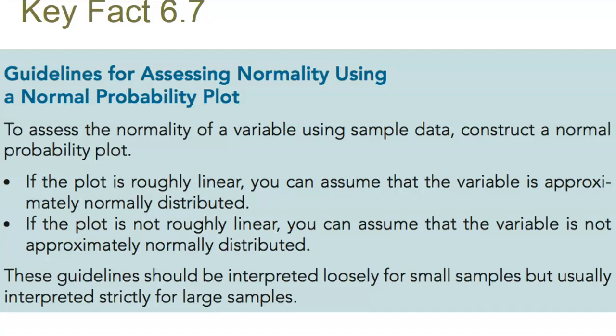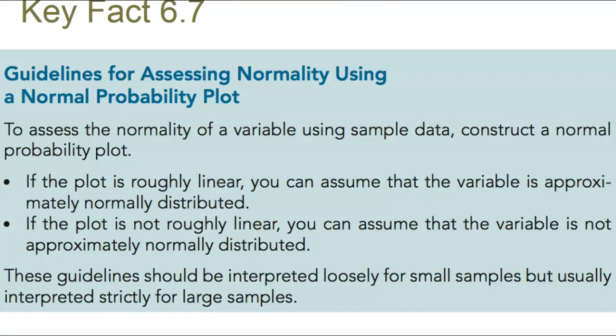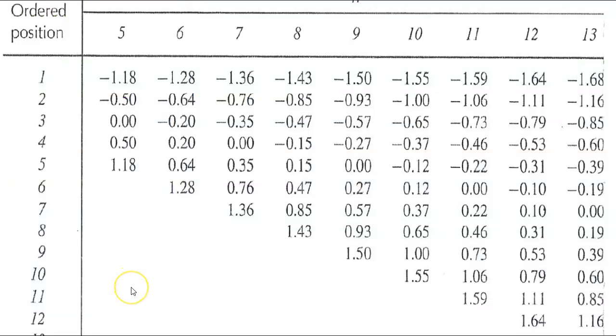If it's linear, that's going to tell you that it's normally distributed. And so that's what the first bullet point says. If it's not linear, then it's probably not that normal. And so we're going to look to see if the normal probability plot is linear or not. I want you to take a look at this table.